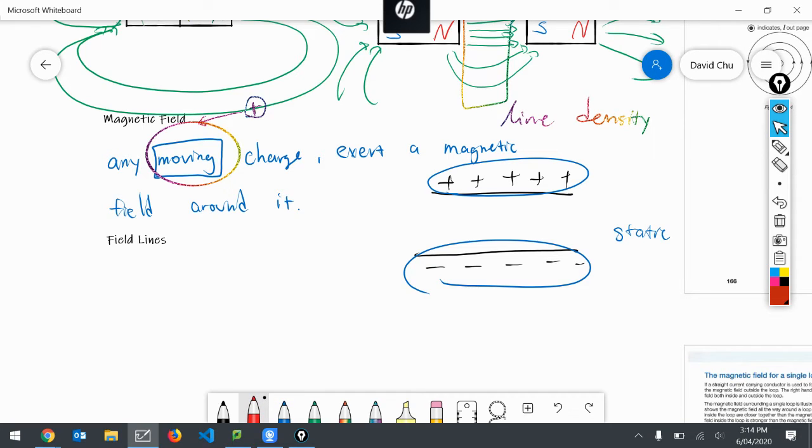However, since static electric charge still exerts an electric field, you're going to have electric field lines like this. I've already explained field lines, so I'm going to delete this. However, if you have, say, an electron that's moving in this direction with the velocity v, then it's going to generate a magnetic field.